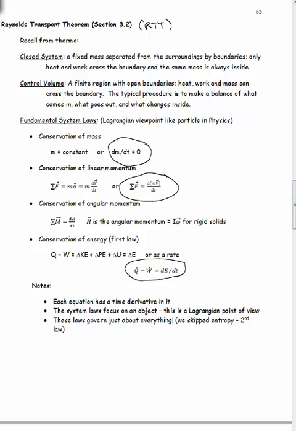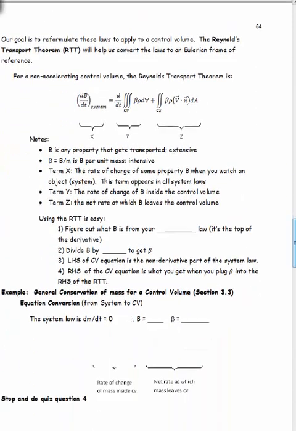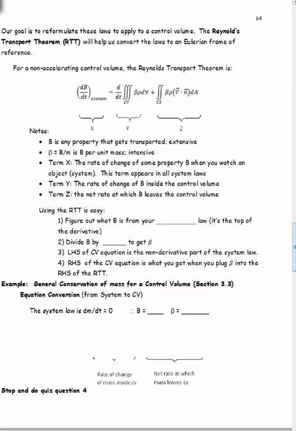All right, so let's move on and see how we use this Reynolds transport theorem. What exactly is this transport theorem? Again, what it's used for is to convert those laws that we just saw above into control volume laws, because they were for the particle in physics or a closed system. So this is Reynolds transport theorem, and again, it looks pretty scary because it's got all kinds of integrals and derivatives in it, but it's really not all that bad.